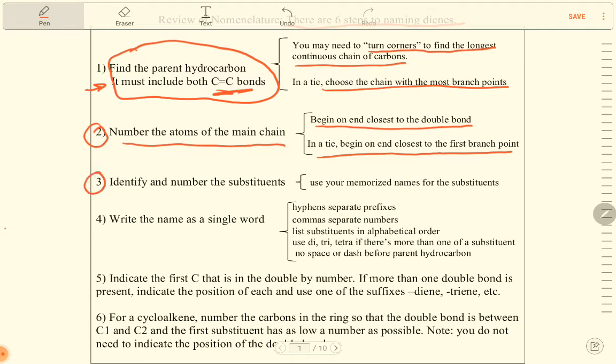Third, identify the substituents. Use your memorized names for the substituents and write the names as a single word. Hyphens separate prefixes, commas separate numbers, and list substituents in alphabetical order. Use di, tri, tetra if there is more than one of the substituent, and no space or dash before the parent hydrocarbon. That is the fourth step.